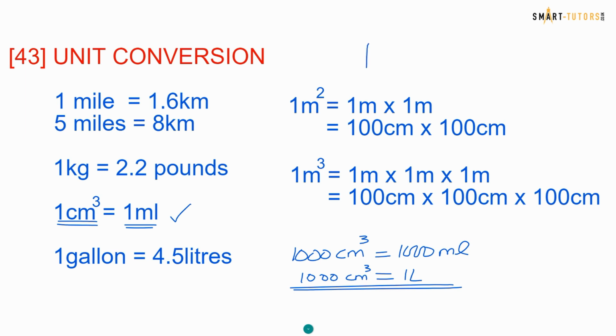And here, importantly, area units: 1 meter squared means 1 meter times 1 meter, which is 100 centimeters times 100 centimeters. Same as 1 meter cubed is 1 meter times 1 meter times 1 meter. You need to times the 100 three times, then the answer is 10 to the power 6 centimeters cubed, nearly 1 million centimeters cubed. So that is the unit conversion.